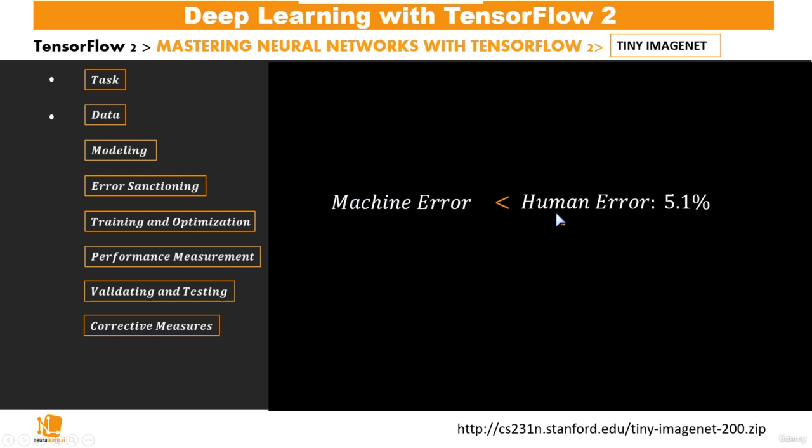So we have the machine error, which was less than the human error, which is at 5.1. And the way this human error was derived was by Andrej Karpathy, a researcher at Stanford University, who went through the millions of images, classified these images, and then compared his results with the ground truth. And that's how it led to this human error of 5.1%. Although this percentage may increase or slightly reduce depending on how much time the person takes to classify those images.